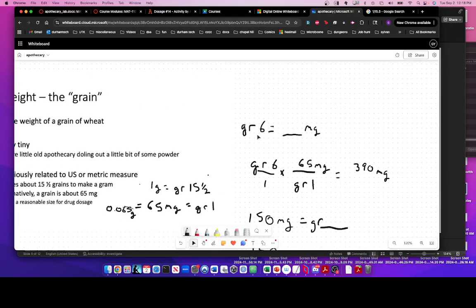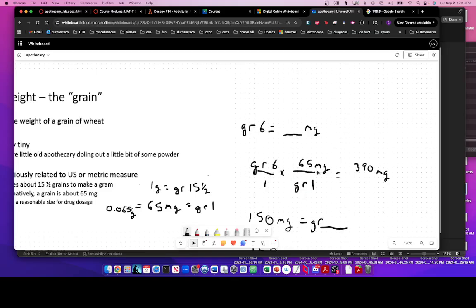We can use the same unit fraction technique to do conversions in the apothecary system, just with some new measurements. So, if we want to convert 6 grains into milligrams, we'd want to find an equation that compares milligrams to grains, and it looks like we have one. We set up our unit fraction. So grains 6, you can put it over 1. That helps some people; then they know they just need to multiply across. And we have that 65 milligrams is equal to 1 grain. We want our answer in milligrams, so we put that on top, and grains 1, what we're getting rid of, on the bottom.